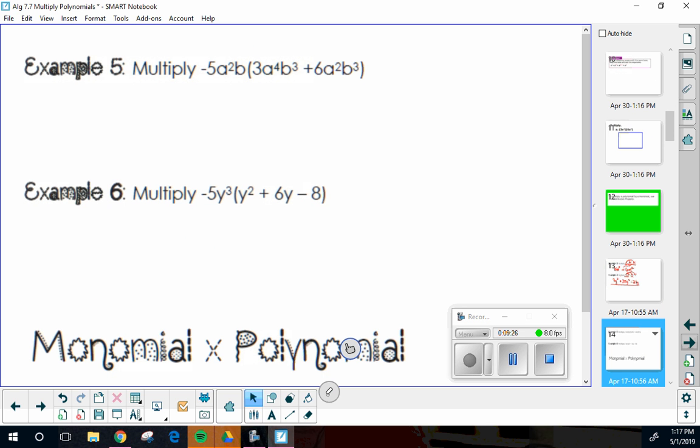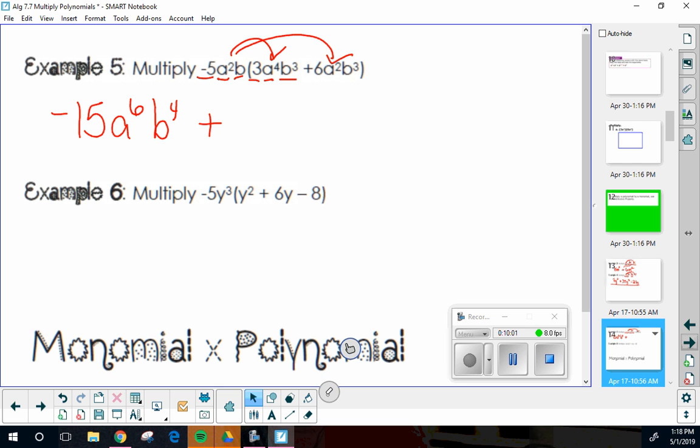Example number 5. It is important to be careful and go back and look, especially when some look kind of crazy. Okay, again, just start from the beginning. Negative 5 times 3 is what? Negative 15, yep. And then a squared times a to the 4th is, yep. And then b times b cubed is, perfect. And then this is the sign that goes in between. We take a breather. All right.